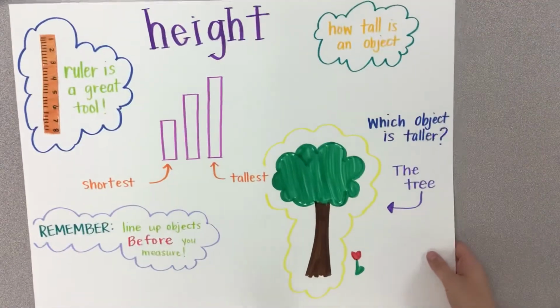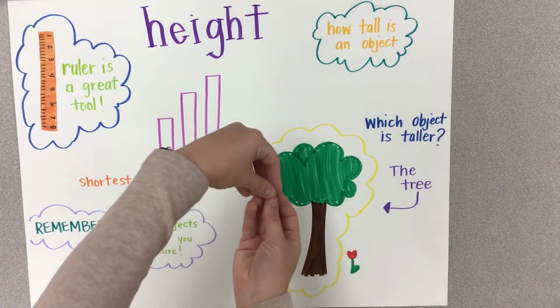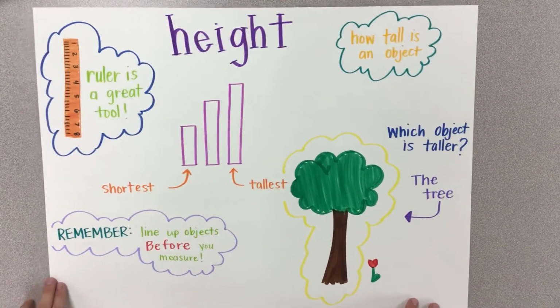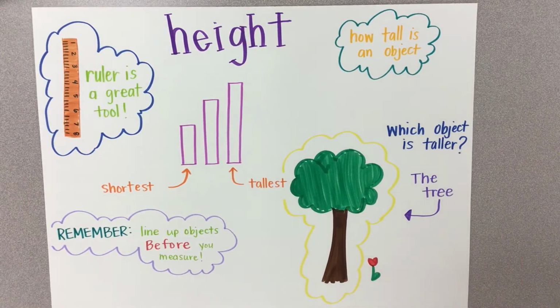Height tells us how tall an object is. And you're going to put your hands together and you're going to pull up like this to say how tall an object is. So, height is just one way that we use to measure the world around us.